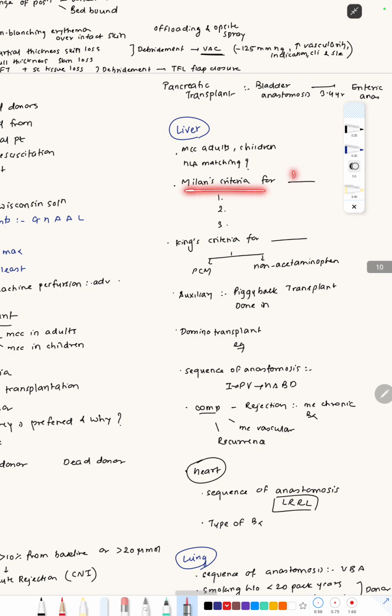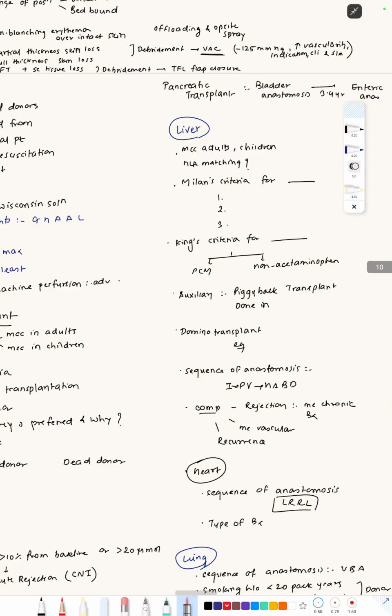Now there is Milan's criteria. It is used for hepatocellular carcinoma. According to Milan's criteria, there are 3 important points. The first important point is there should not be any metastasis, a single tumor of less than 5 cm, or 1 to 3 tumors each of less than 3 cm. Then King's criteria, it is used for acute hepatic failure. It can be either because of paracetamol toxicity or non-acetaminophen induced.